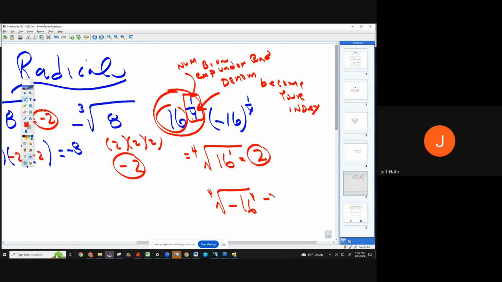Negative 2, let's try. Negative 2 times negative 2 times negative 2 times negative 2. Negative times a negative times a negative times a negative gives you a positive. The point driven home here is this. You can never have an even index number and want a negative number under the radical sign. It's impossible. There is no solution to this, no solution. The only way to have a negative under a radical sign is for the index to be odd, because an odd number of negatives gives you negative.